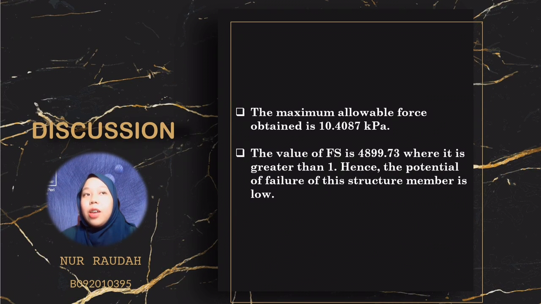For the last part of this assignment, we also calculated the maximum allowable force of this swing playground structure and the safety factor of this structure. The maximum allowable force obtained for this structure is 10.41 kilopascal, while the safety factor of this structure is 4,899.7, where the value of the safety factor is greater than 1. Hence, the potential of failure of the structural member is low. That's all from me. Thank you.